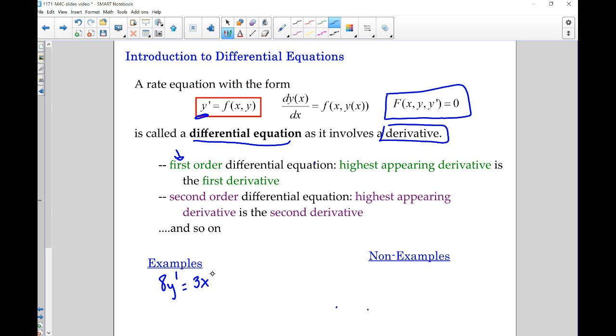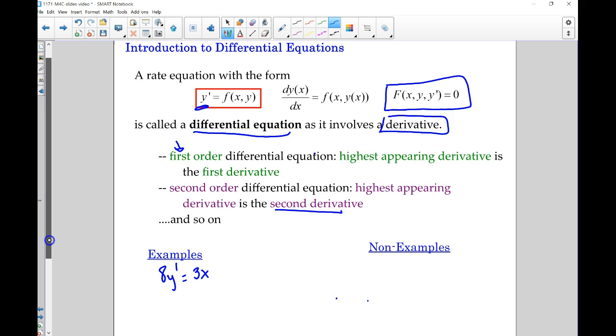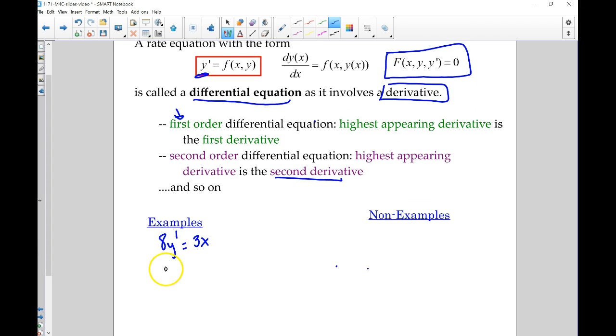If it so happens that the highest appearing derivative is a second derivative, then it's going to be a second order differential equation. An example of that might be, and these are actually fairly common, y double prime equal to, let's say, 4y. These are very common in physics applications. So again, that would be an example of a second order.